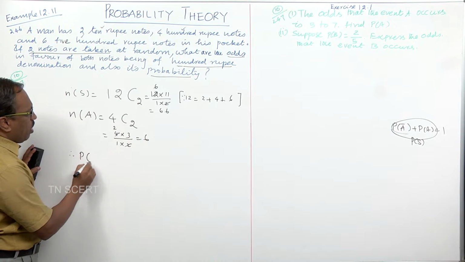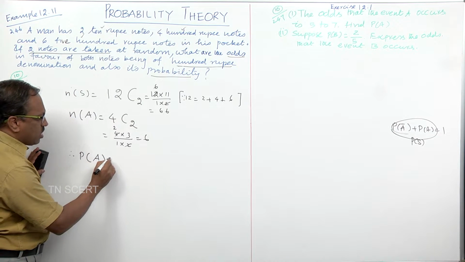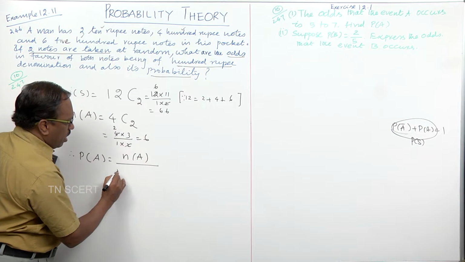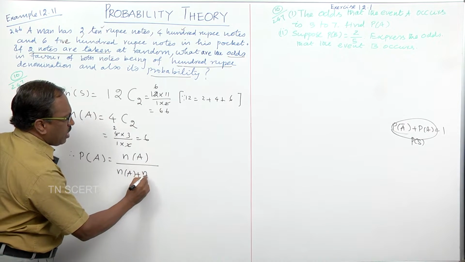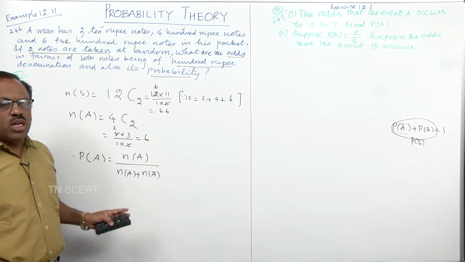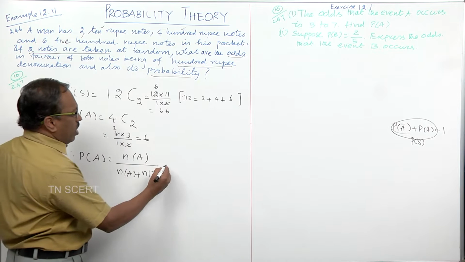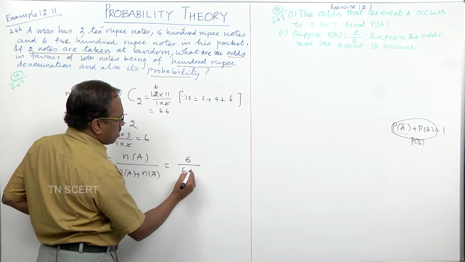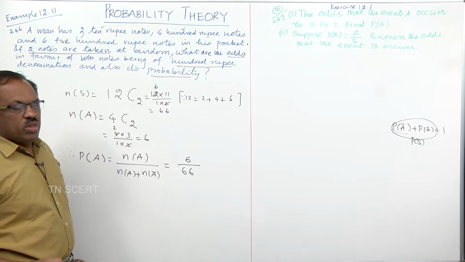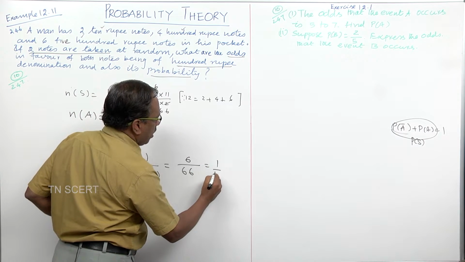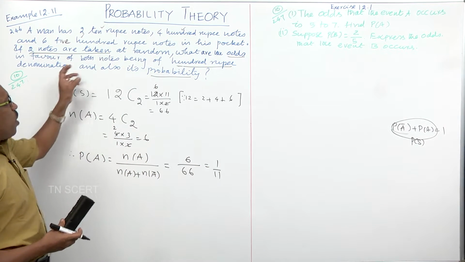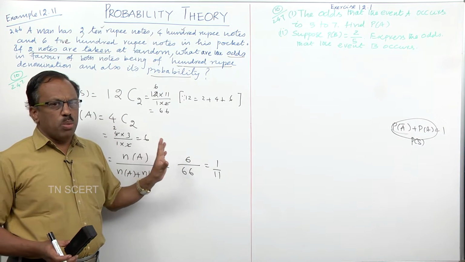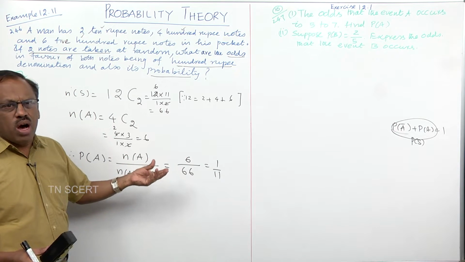Therefore, for the odds we have to take n of A by n of A plus n of A bar. That is what odds are here. So n of A is nothing but 6, and the total is 66, so that is 1 by 11. The probability of getting odds is 1:11. That is the question they asked here.